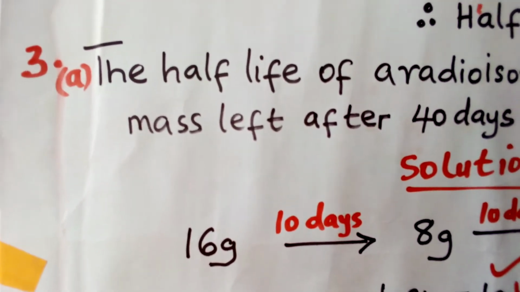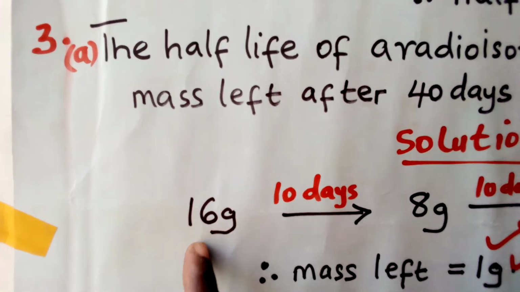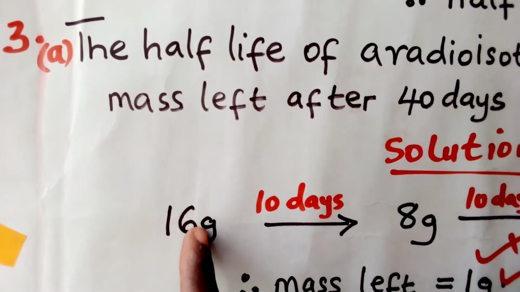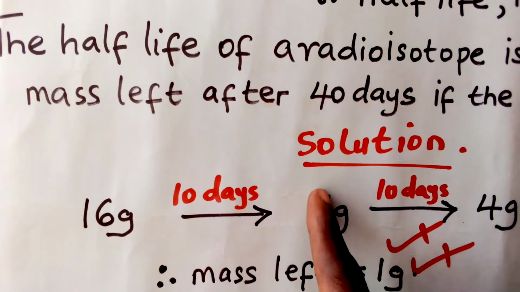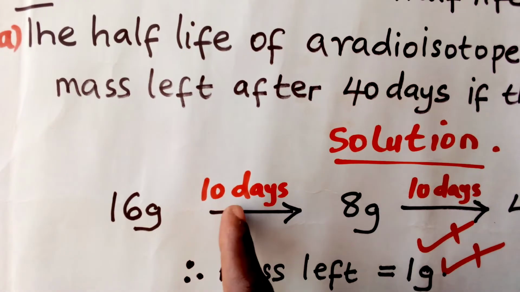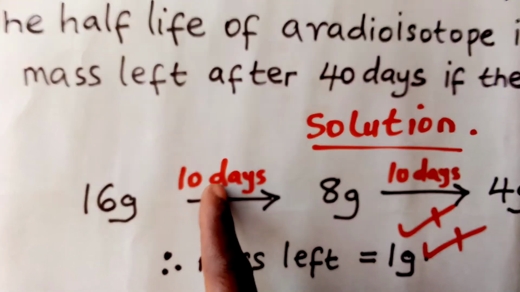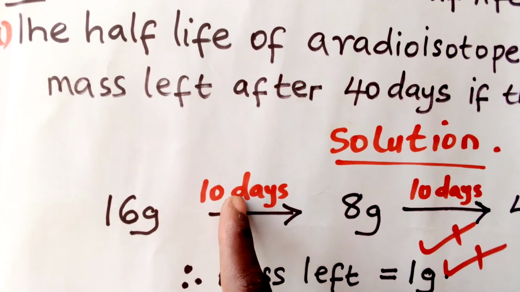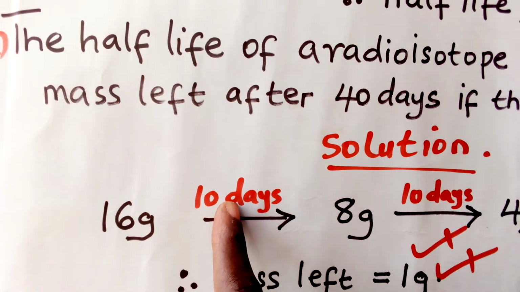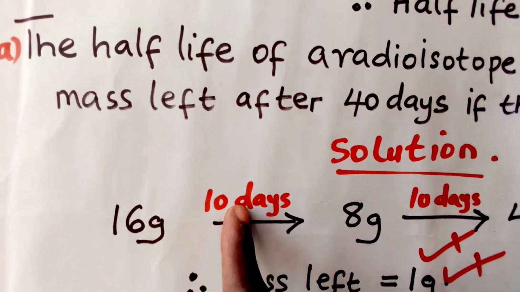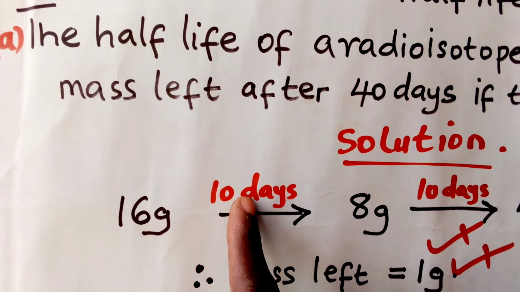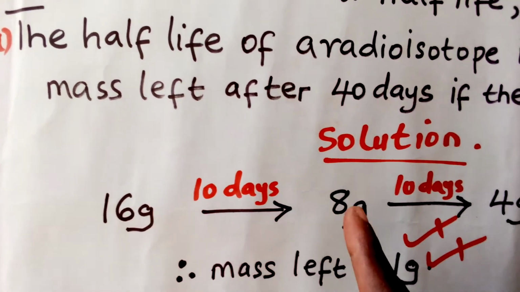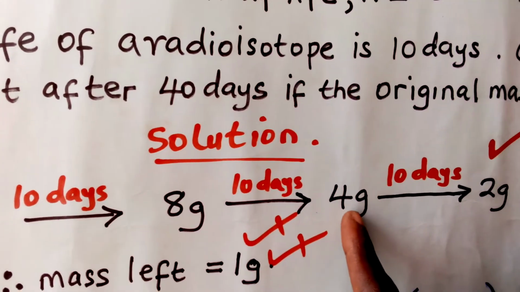We shall say, what was the original mass? 16 grams. So we use the same trick. Keep dividing by 2. Divide this by 2, you get 8 grams. And the time taken here is the half-life, which is n. But this time we are not going to say n. Why? Because the half-life is given. When it is given, there is no need of saying n. When you say n, it means you don't know it. Like the previous question, we didn't know n, but here we know it. So we just put the 10 days. We divide this also by 2, you get 4 grams.